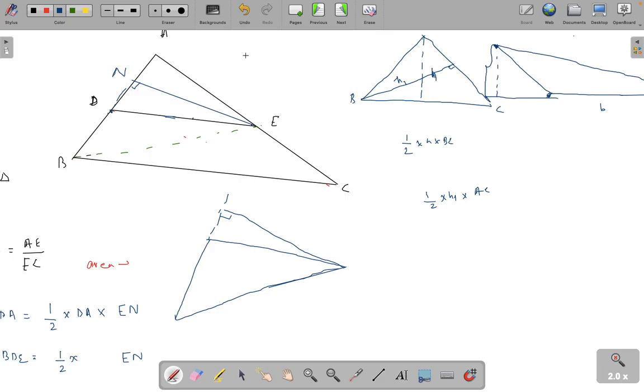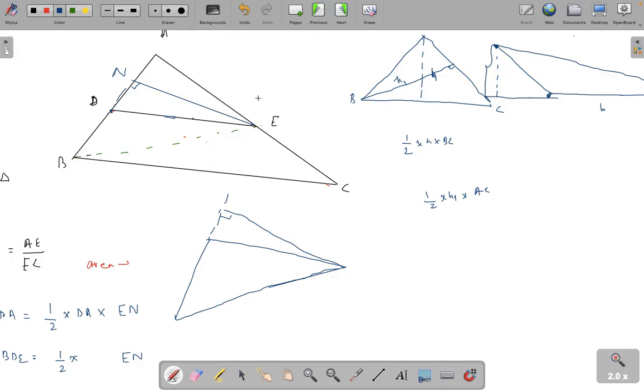Okay? So sir, if the triangle is like BDE and we take the height as EN, aren't we calculating the area for BNE? No, it is not the case. See, when you are calculating the area of BNE, the base will be BN. Here you'll take base as BD only. Okay, is this clear?